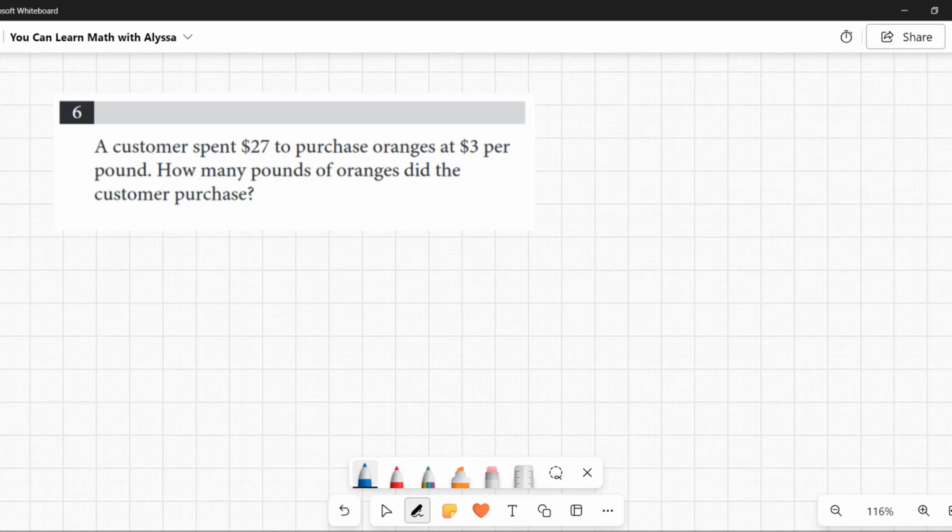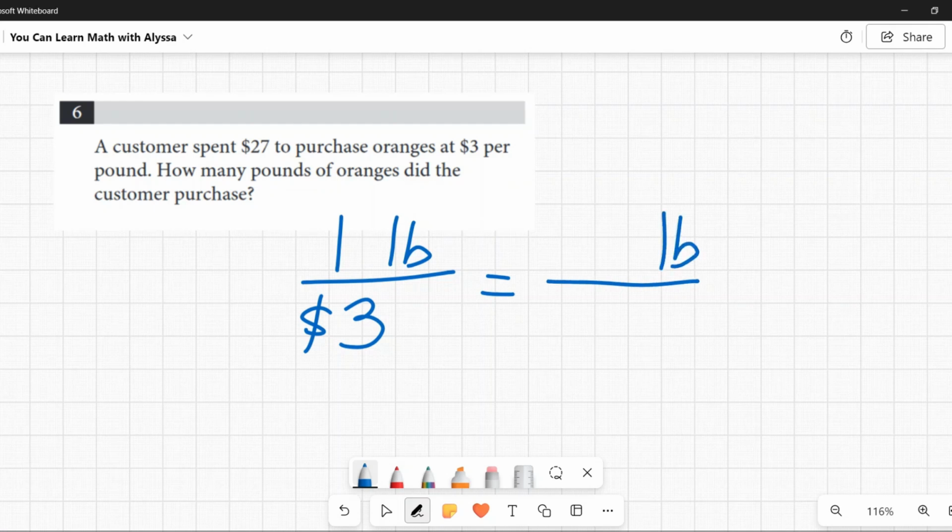Okay, so it's $3 per pound. So I have 1 pound of oranges, and that is $3. That's my ratio: 1 pound for every $3. If I want to solve for how many pounds of oranges they purchased, I don't know how many pounds, that's my x up here. As long as I set up a ratio of pounds to dollars, I'll be able to solve this. So unknown number of pounds, and they spent $27. And look at that, I am comparing pounds to dollars on both sides.